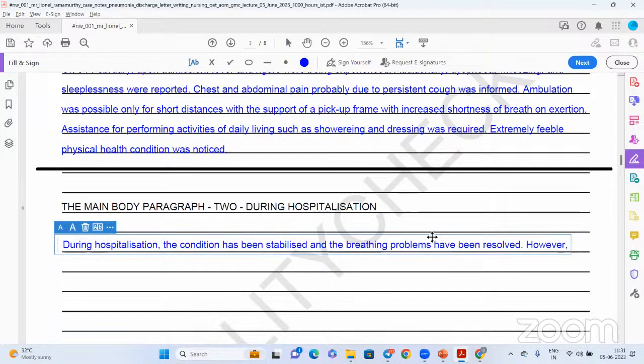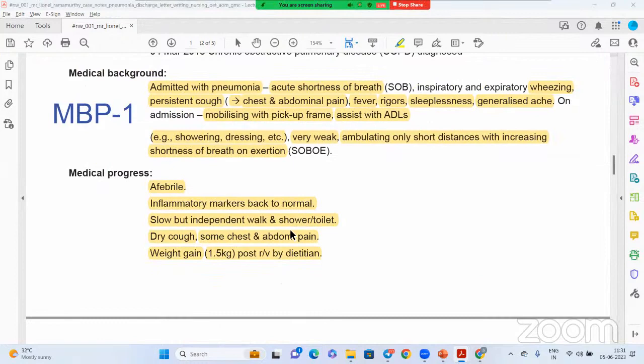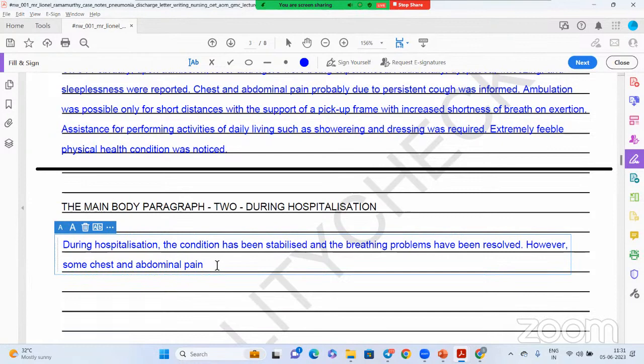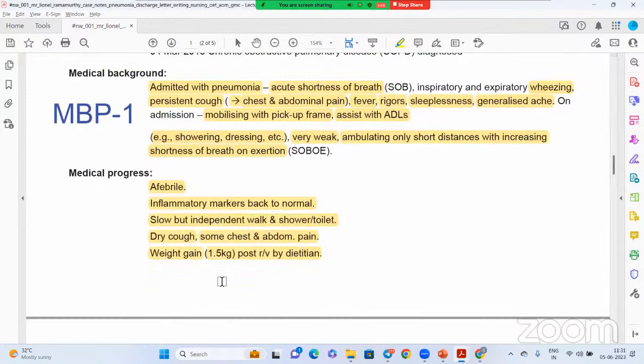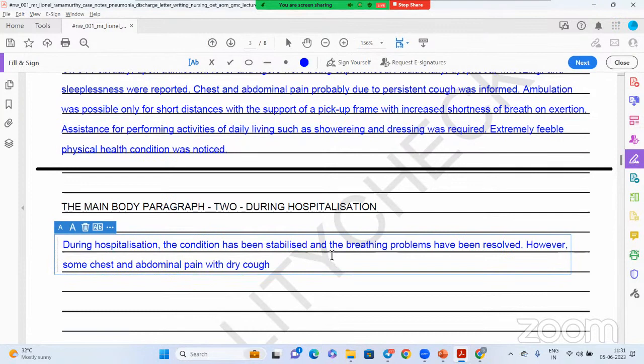we can go to the next slide. Some chest and abdominal pain. Okay. Chest and abdominal pain with a dry cough. Chest and abdominal pain with a dry cough is okay. Still experienced. Some chest and abdominal pain with dry cough is still experienced. Okay. He is experiencing this. Is still experienced. Right. Next.